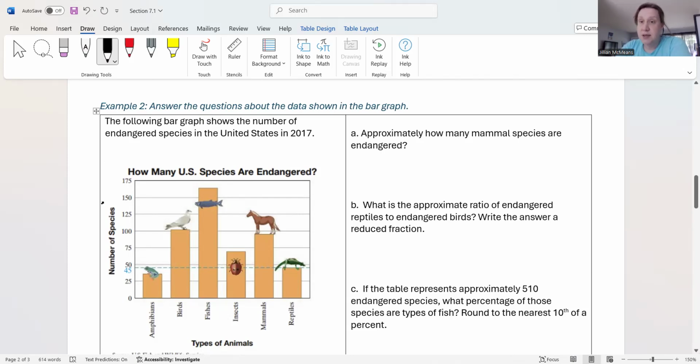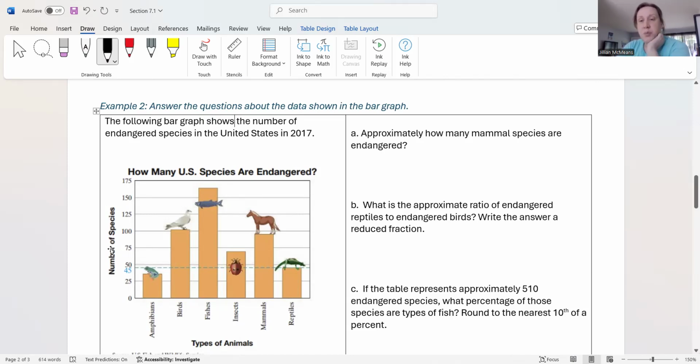Okay, so let's look at this. We can see that at the top it says how many U.S. species are endangered. That's just kind of a little quip, a little get-your-attention thing, okay? Along the horizontal axis, we have the different types of animals. So we have amphibians, birds, fishes, insects, mammals, and then reptiles. And then along the vertical axis, we have the number of each species. You can see here that we're incrementing by 25. So the scale on our vertical axis here is by 25.